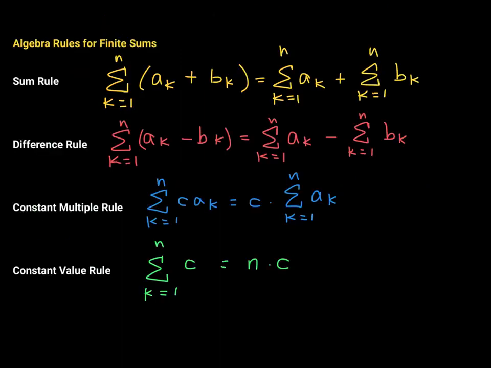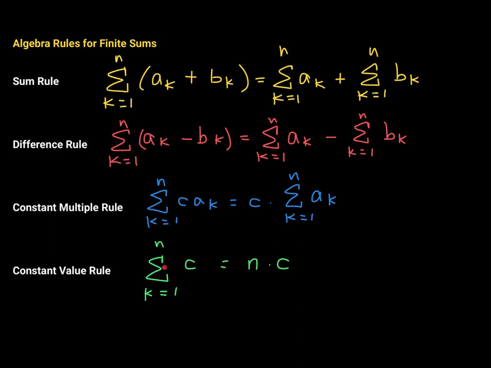Here are some other rules for sigma notation. We talked about the first one already, but there's also the difference rule, which follows just from what we discovered about the sum rule. But there's also the constant multiple rule, so the sum of c times a sub k is equivalent to c times the sum of a sub k. So it's really like you can factor out that constant c and then evaluate the sum of a sub k.